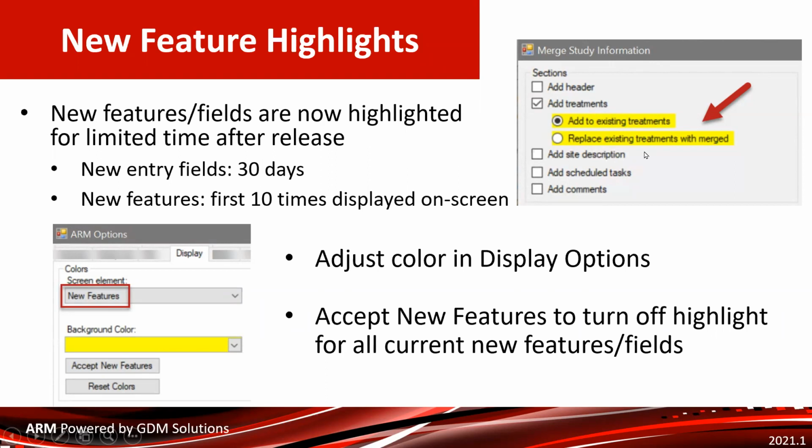So for example, here I use the merge. There's a couple of options we added to the merge functionality. Well, if you don't use merge or you only do it once a year, then we wouldn't want the highlighting to go away just because you don't happen to use it that season. So you'll see it about 10 times. The first 10 times that it shows up on your screen, it'll be highlighted so you know that it's new. Any new entry fields will be highlighted just for 30 days from your update, and then they'll go away.